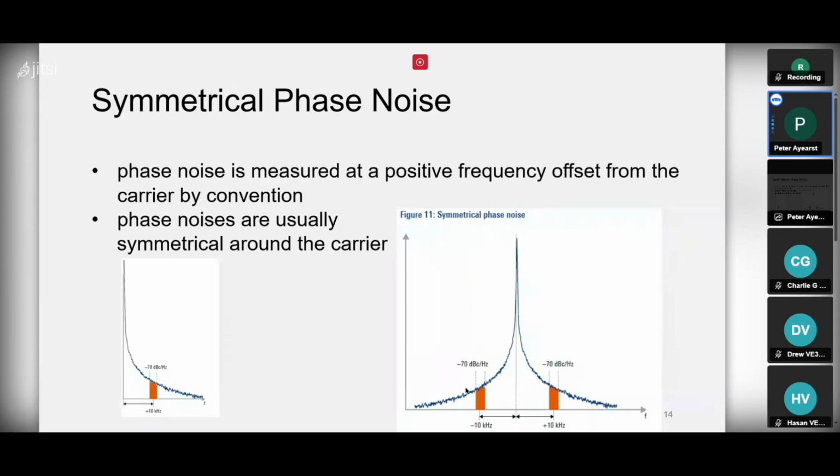So they generally will, by convention, make the measurement at the positive frequency offset. But phase noise is usually symmetrical around the carrier. So if for some reason you can't measure on the positive side of the carrier, you can probably have no problem doing it from the negative side. But like I said, by convention, they take it from the plus side.